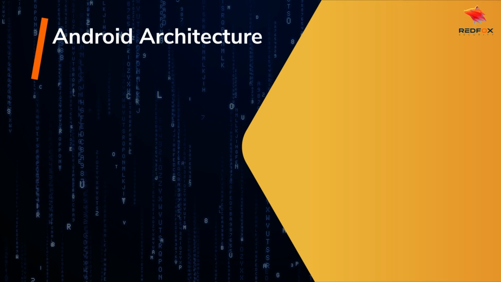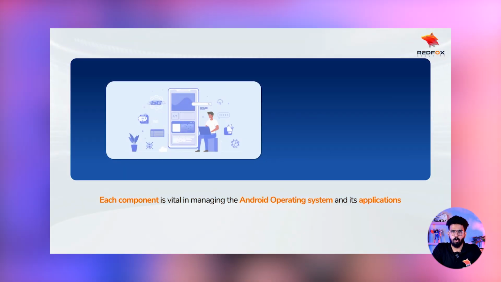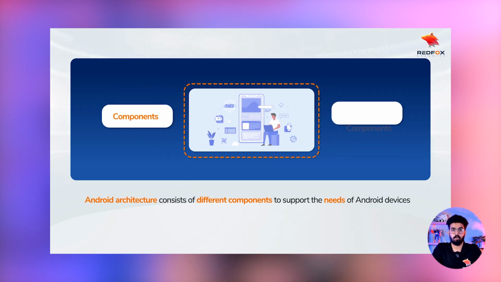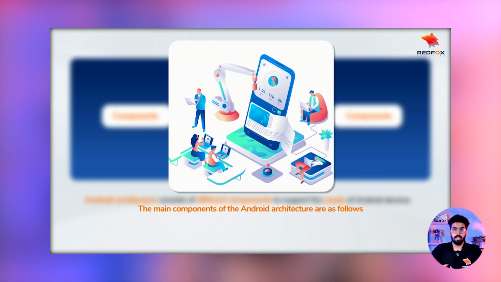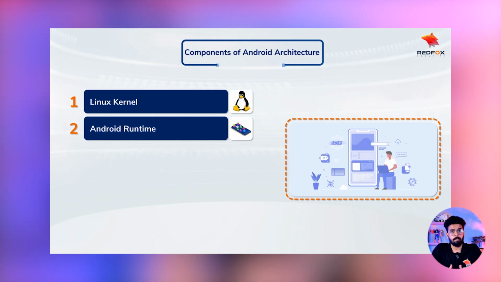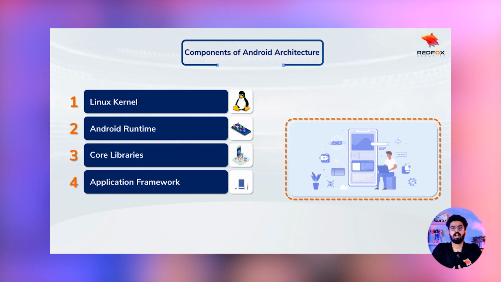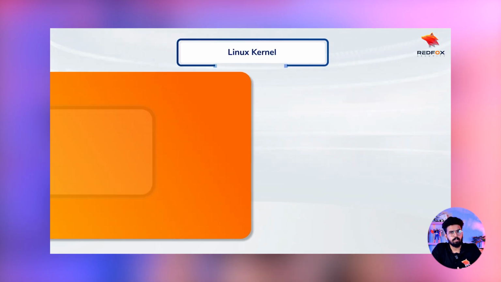This module will explain the Android architecture and how each component is vital in managing the Android operating system and its applications. Android architecture consists of different components to support the needs of Android devices. The main components of the Android architecture are as follows: Linux Kernel, Android Runtime, core libraries, application framework, and applications. Now, let us discuss each of the components one by one in detail.